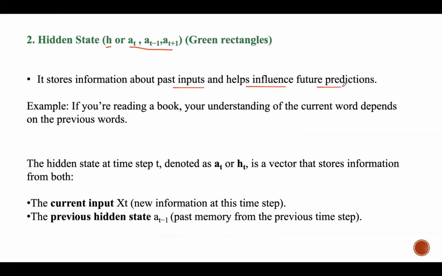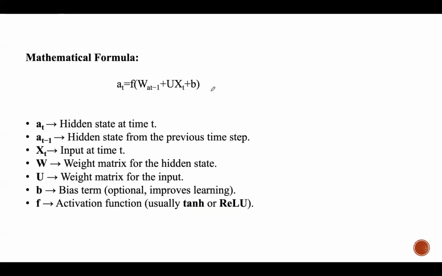We'll see that notation and how it will be done. The activation function is typically a nonlinear function like tanh or ReLU. The hidden state helps the RNN remember past information. So what this hidden state does, at every time step t, denoted with either A_t or H_t, is store information from both the current input as well as the previous hidden state, that is A_t minus 1. And this is the mathematical formula. Here f is an activation function. Usually it can be either tanh or ReLU.